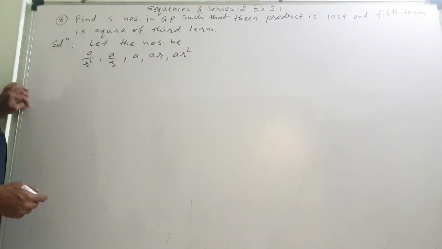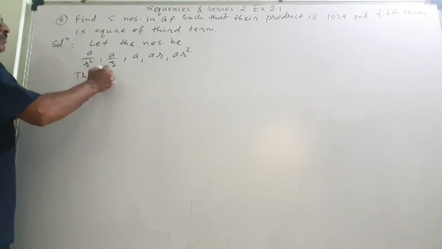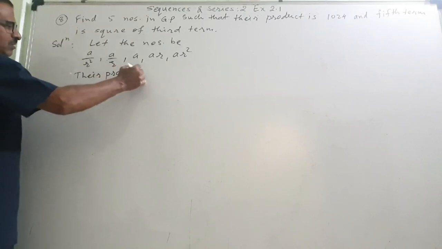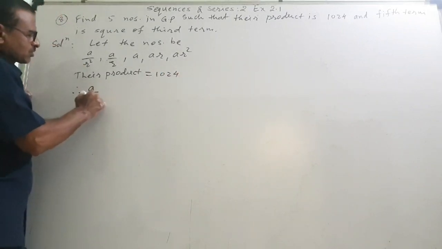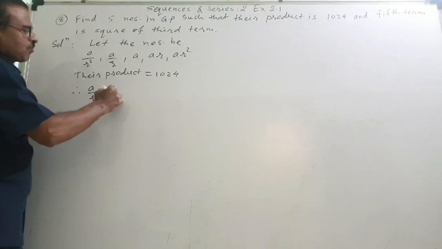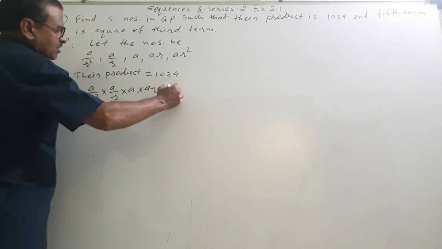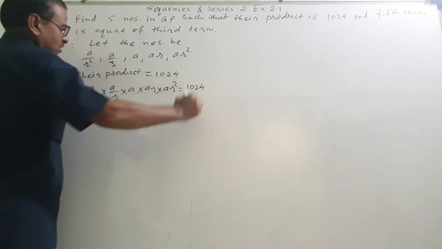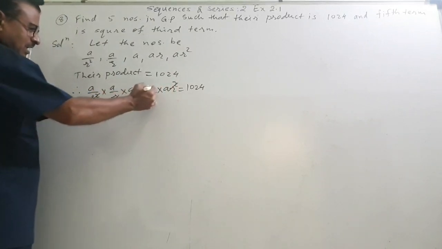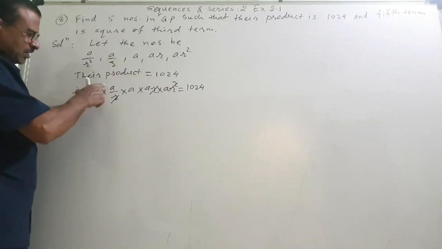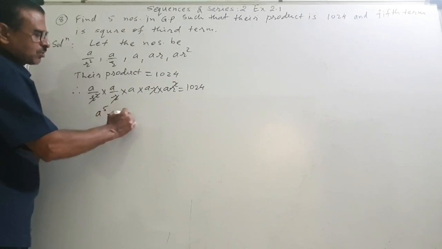Now what is there? Their product is 1024. Therefore, product is A upon R square into A upon R into A into AR into AR square is equal to 1024. Therefore, this R square cancels. This R and this R cancel. 1, 2, 3, 4 and 5. So A raised to 5 is equal to 1024.